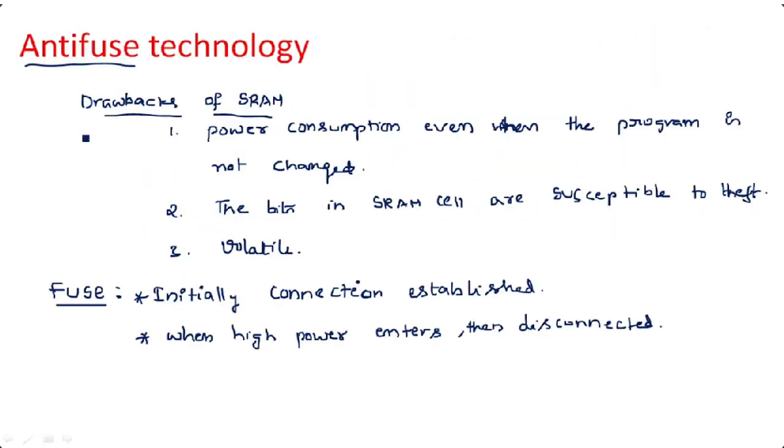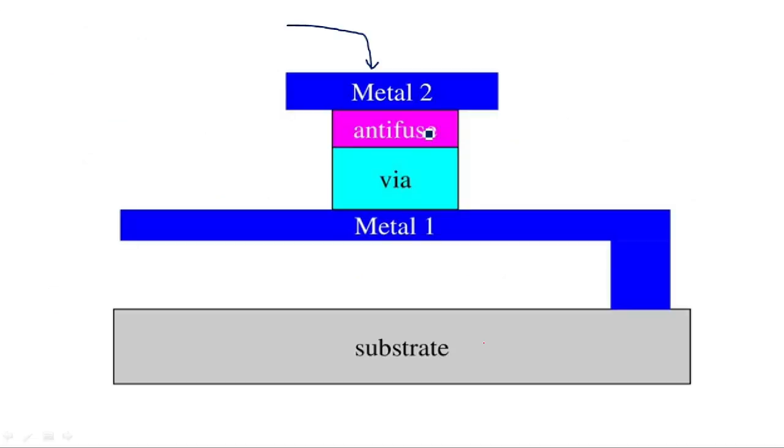Antifuse technology means what? Initially, this is not in an unfused condition, it is in a fused condition. We need to make this unfused by programming. That is antifuse technology. There are two metals. Normally it is in fuse condition, so that by applying some voltages we can make it antifuse.